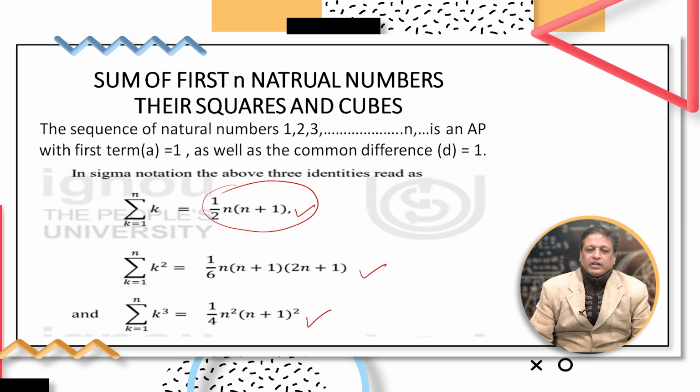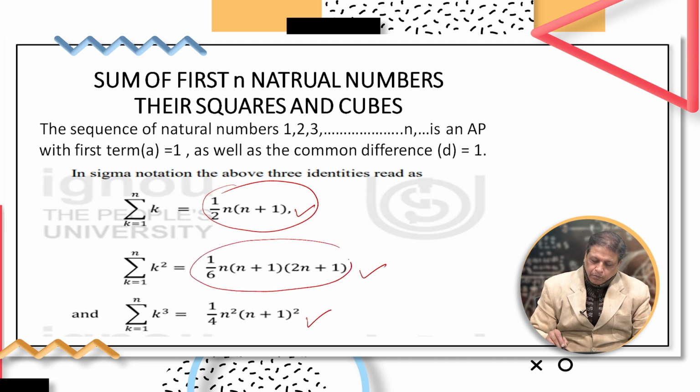Similarly, if we want to find the sum of the squares of the numbers, that is 1 square plus 2 square plus 3 square up to n square, then the sum will turn out to be n into n plus 1 into 2n plus 1 by 6.